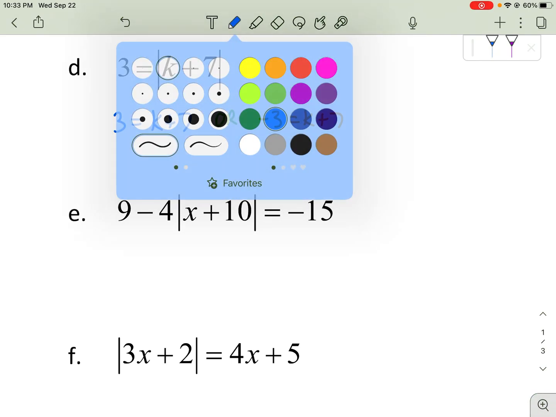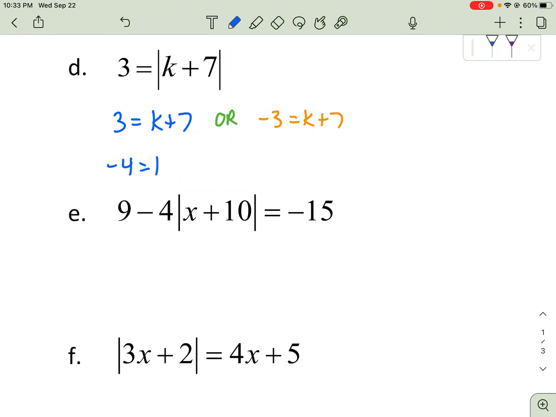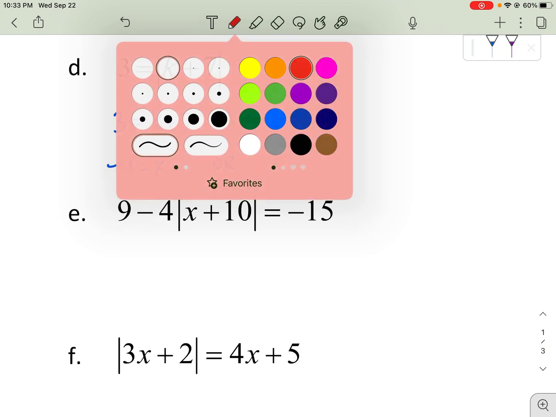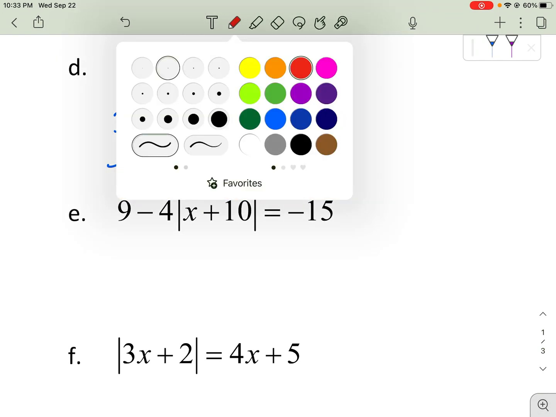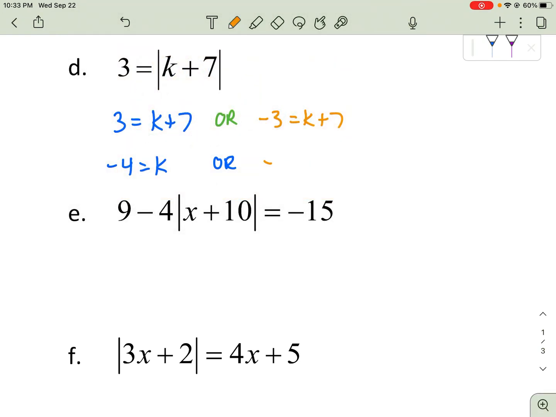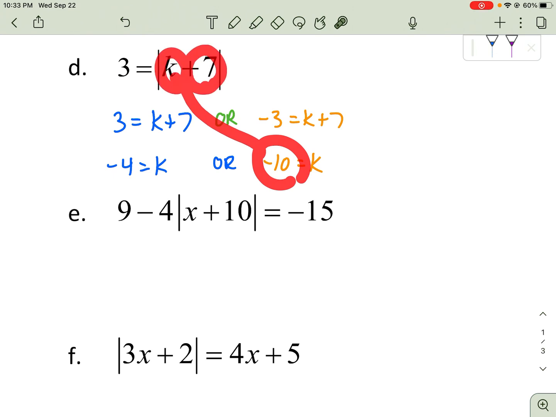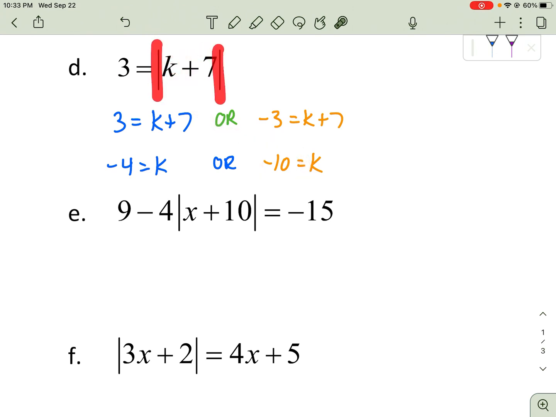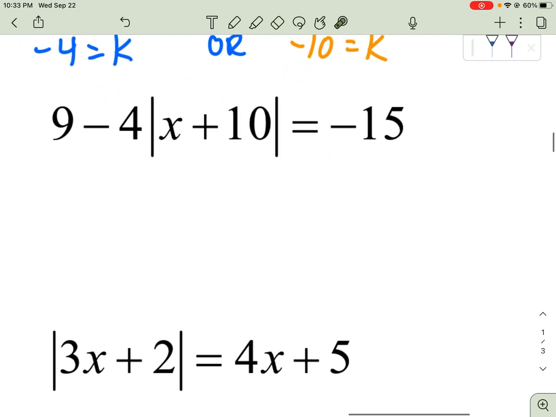Okay, so we just solve this by subtracting 7. You get negative 4 equals k. And then subtract 7 here, and you get negative 10 equals k. So again, you can check, plug in negative 4 right here, and you get negative 4 plus 7 is 3. Absolute value of 3 is 3. Plug in negative 10, and you get negative 10 plus 7 is negative 3, but the absolute value of negative 3 is 3, because again, it's distance from 0.